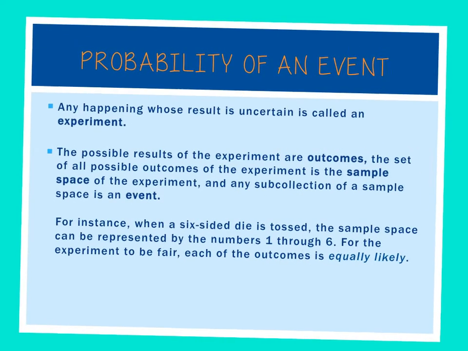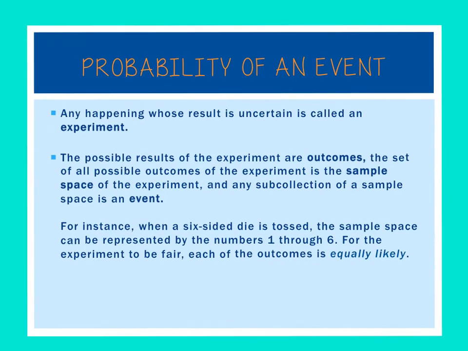Any happening whose result is uncertain is called an experiment. So just some vocab here. The possible results of the experiment are called outcomes. The set of all possible outcomes of the experiment is the sample space of the experiment, and any collection of a sample space is an event.